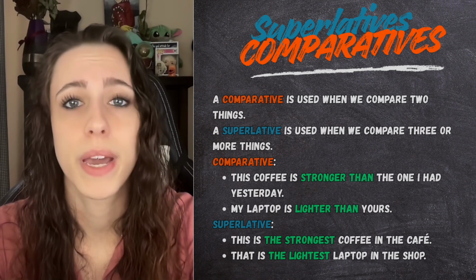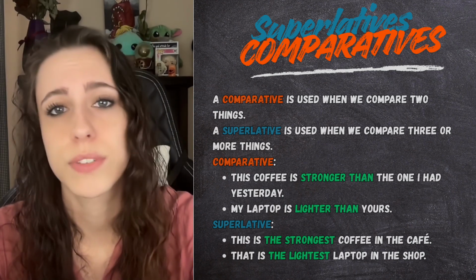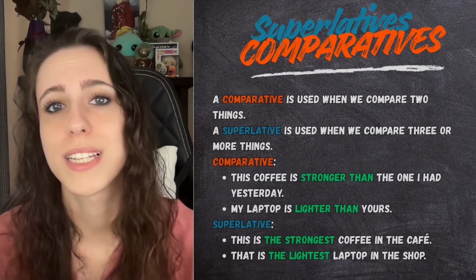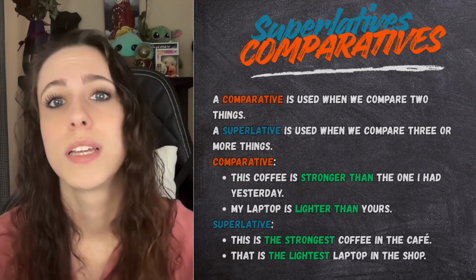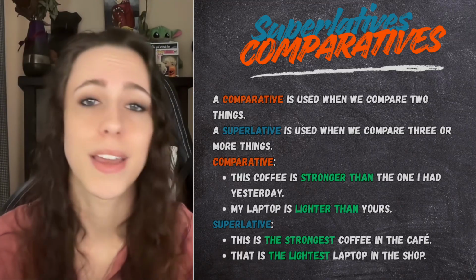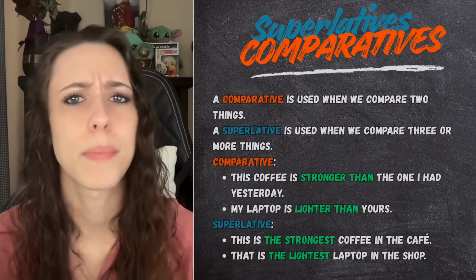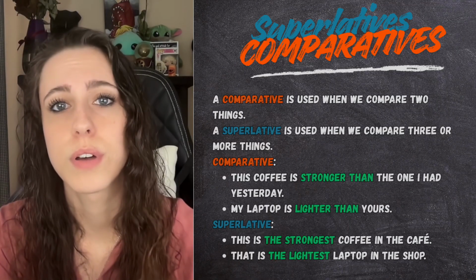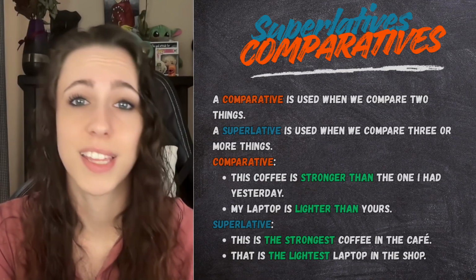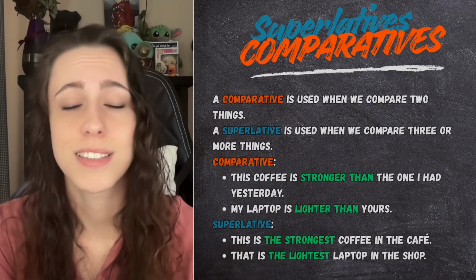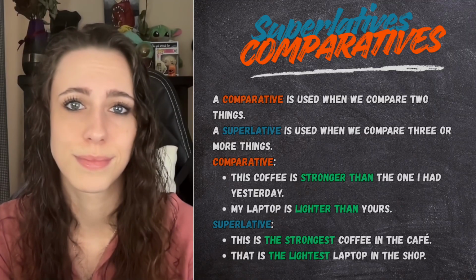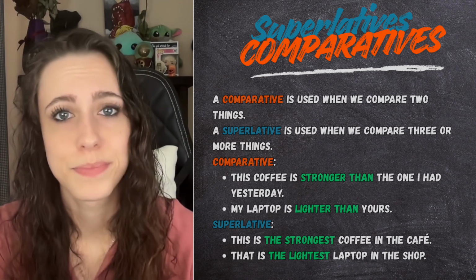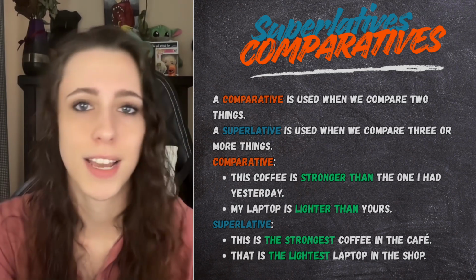Alright, let's start off simple. Comparatives are used when we compare two things, and a superlative is used when we compare three or more things. Let's have a look at some example sentences with comparatives. This coffee is stronger than the one I had yesterday, and my laptop is lighter than yours. And some superlative examples are: this is the strongest coffee in the cafe, and that is the lightest laptop in the shop. An important thing to remember is that superlatives always use the. So, the strongest, the lightest.